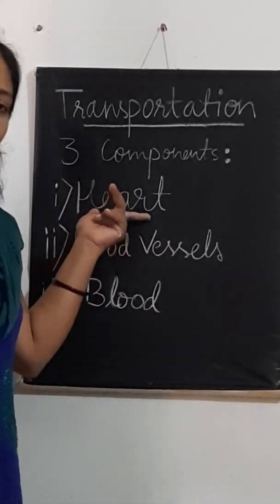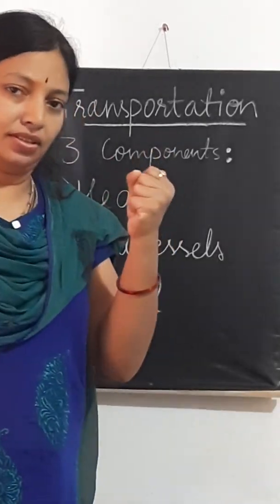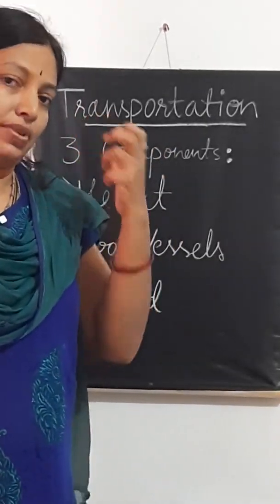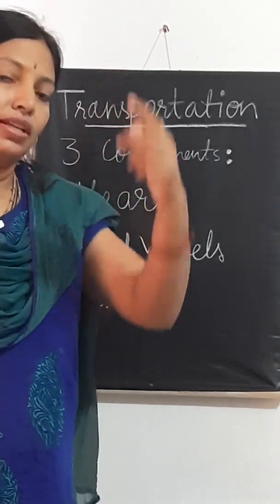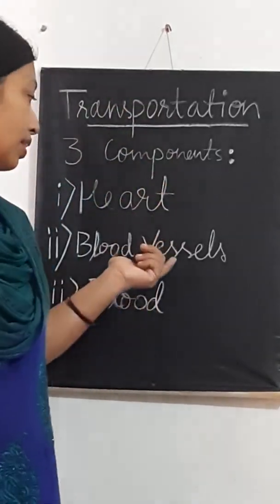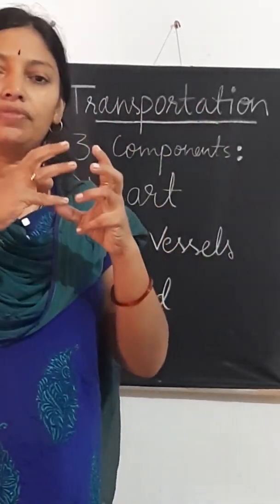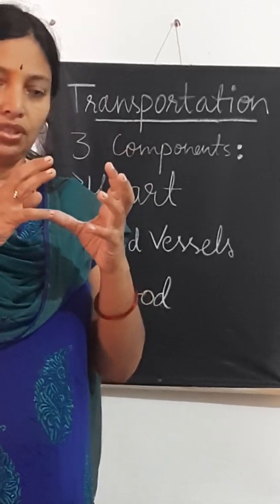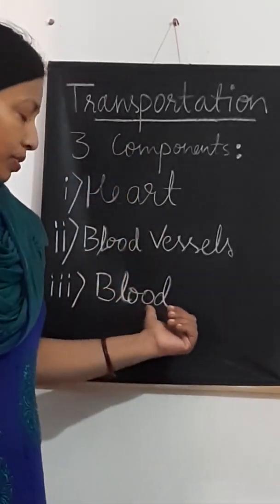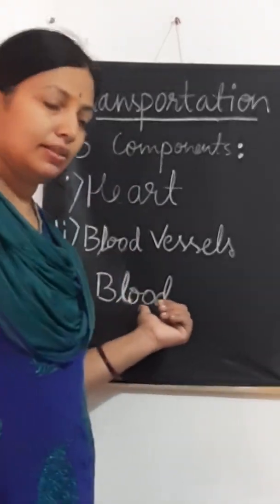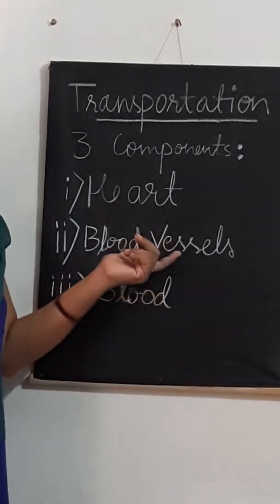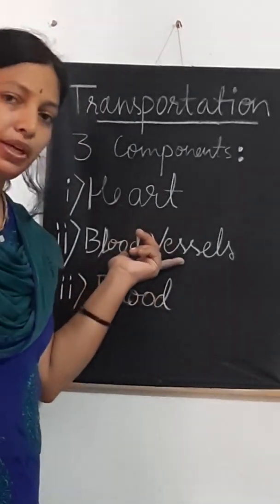You know the main function of the heart, it is a pumping machine. It pumps the blood and keeps it circulating in the blood vessels. What are blood vessels? These are tube-like structures. So we have a huge network of interconnected tube-like structures which transport this fluid inside them. And that is why the tube-like structure is known as blood vessels.